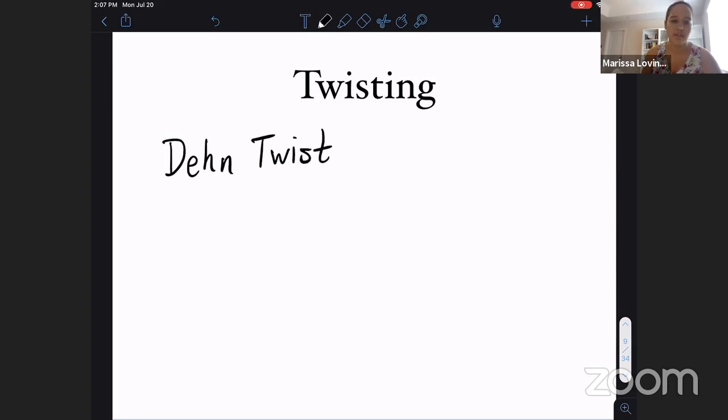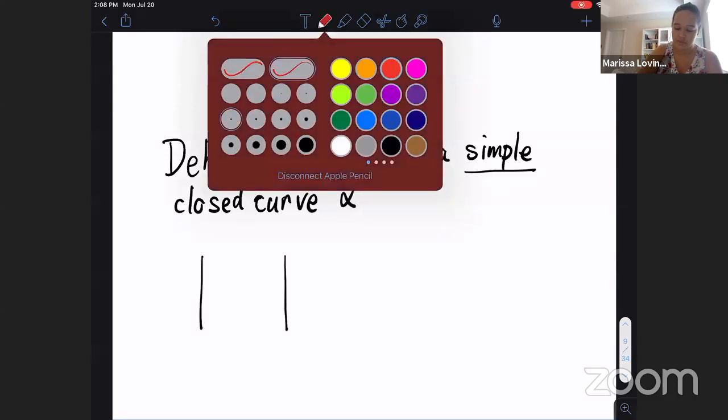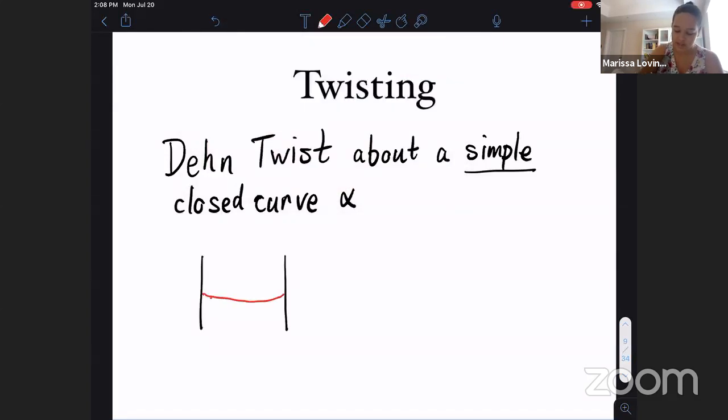The way you can think of a Dehn twist is that it's something that happens in our surface, but it's happening locally. So really, I want to say a Dehn twist about a simple closed curve. Let's name it alpha. By simple, I just mean that my curve doesn't have any self-intersections. So let me draw just a local picture of this. Here's my annulus, and here's my simple closed curve alpha.